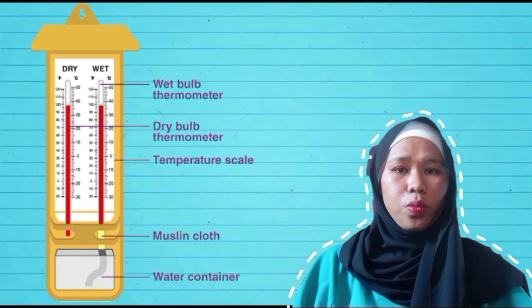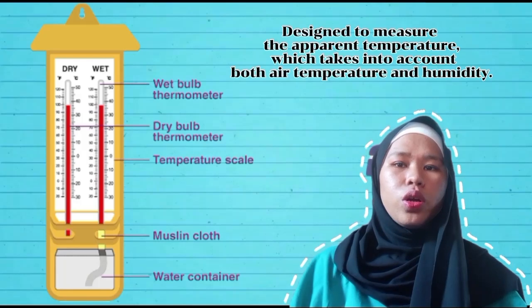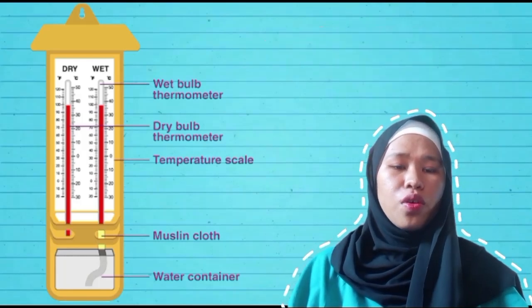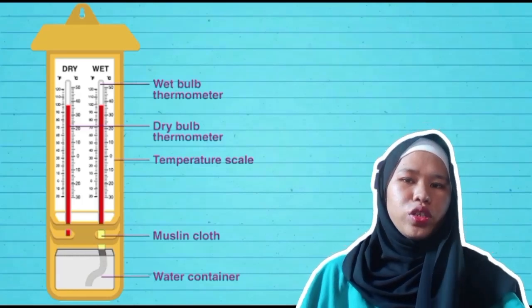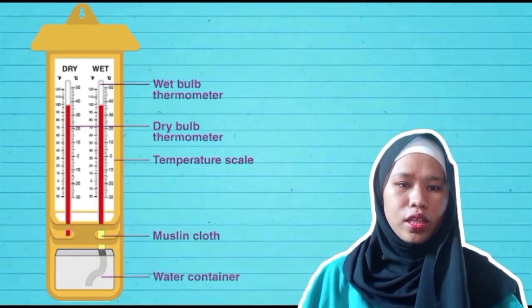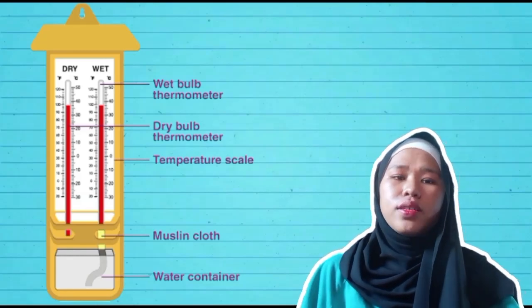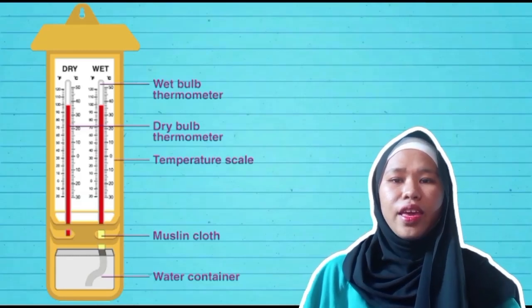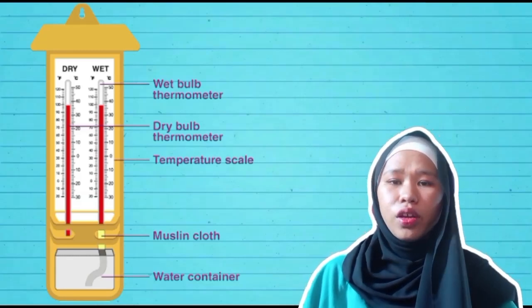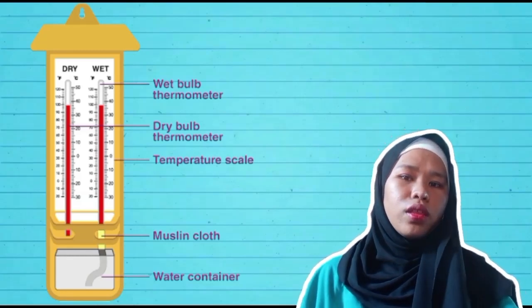A wet bulb thermometer, on the other hand, is designed to measure the apparent temperature, which takes into account both air temperature and humidity. When we say apparent temperature, this is how hot or cold it feels to you, taking into account both the air temperature and the humidity. For example, on a humid day, even if the air temperature isn't super high, it can feel much hotter because the humidity makes it harder for sweat to evaporate and cool you down.